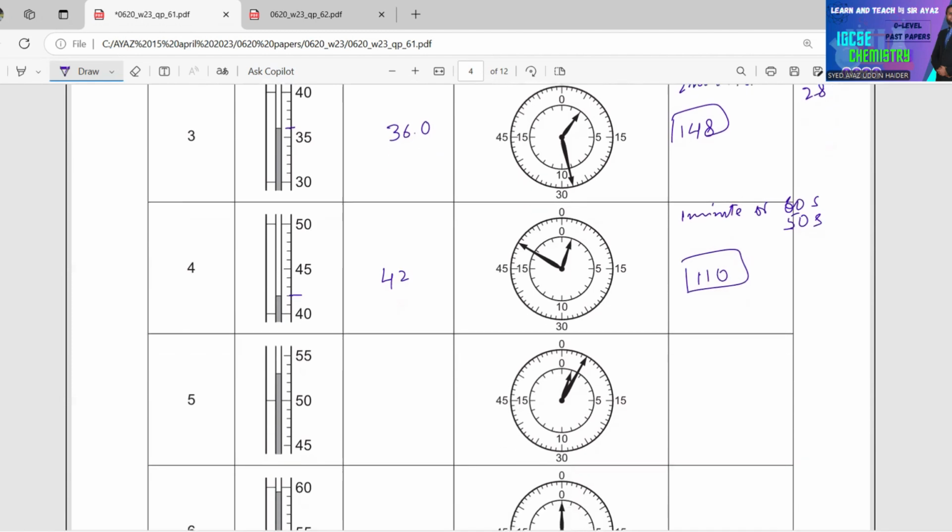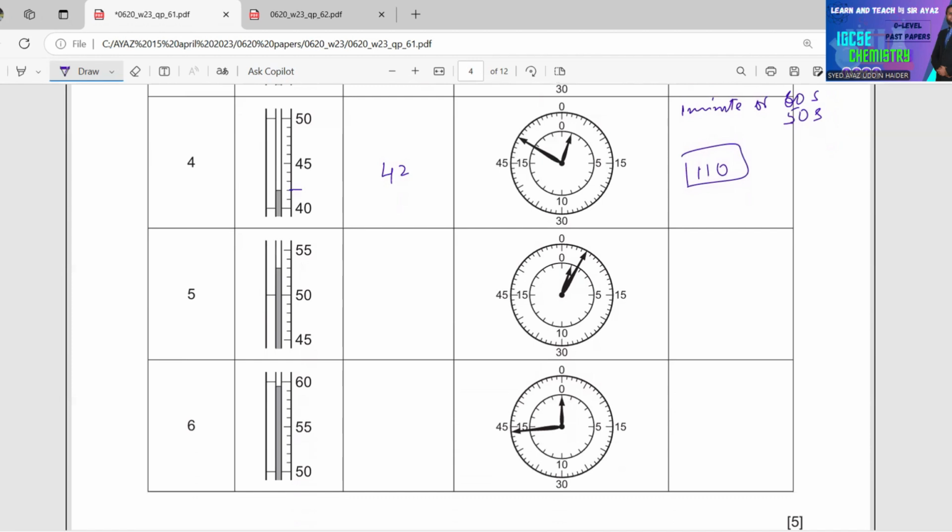Now, experiment number 5. If you look at the rise in temperature, 51, 52, 53. What about the time? Time shows 1 minute or 60 seconds, plus how many seconds? You have 1, 2, 3, 4, 5. So you will add 5 to this, so you'll get 65 seconds here.